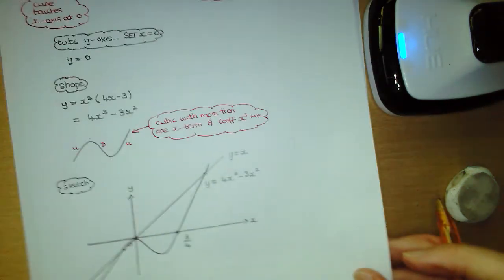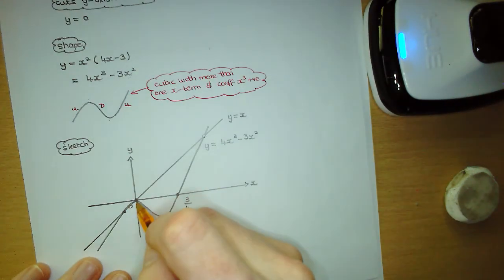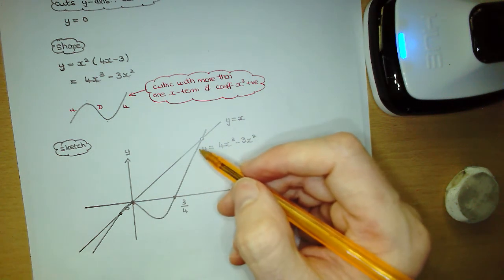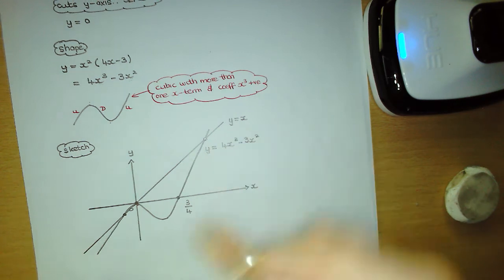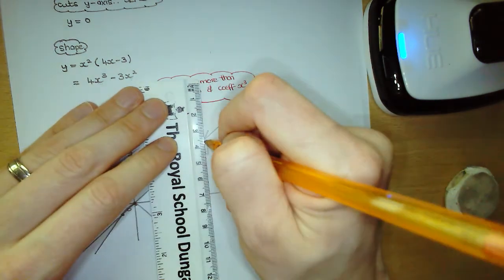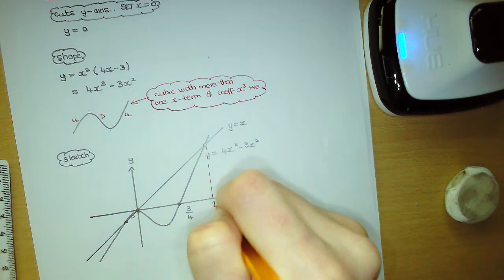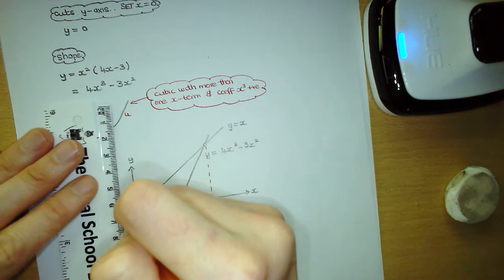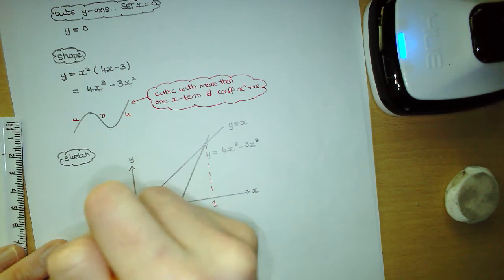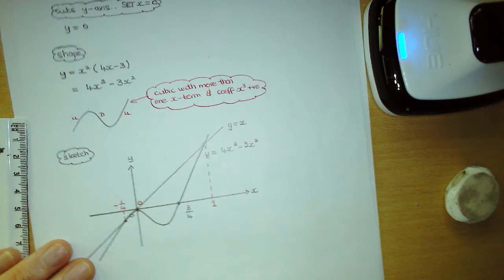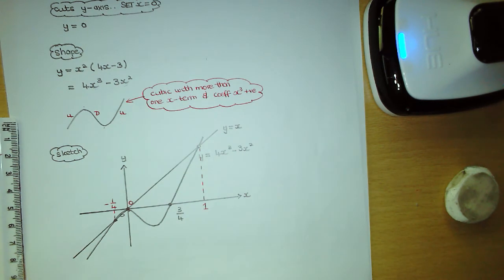So if we go back to the sketch, so there's 0, and then this point here has an x coordinate of 1. So we'll put that on our diagram. And then minus a quarter. And then 0. Okay, so it's a good idea to put those on. Now we're ready to have a look at part C.